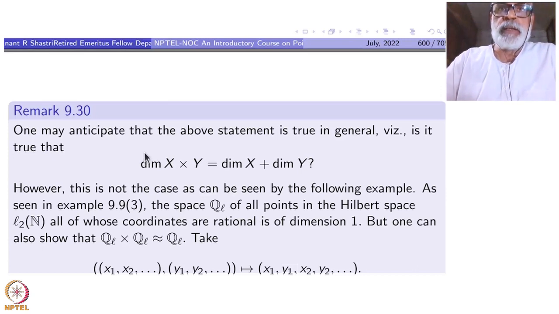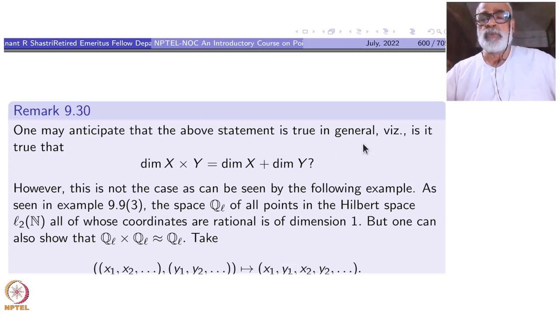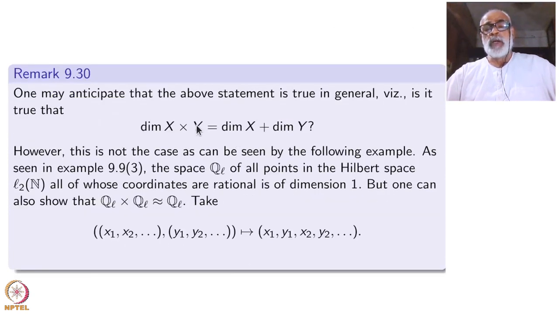One may anticipate that the above statement is true in general, just like dimension of Rn cross Rm is equal to n plus m. So it would be a nice thing. So you can ask this question: is dimension of x cross y equal to dimension of x plus dimension of y in general? This is not the case as soon as you have huge spaces. The meaning of huge is not with respect to dimension here, unfortunately. You don't have to go to infinite dimension. If infinite dimension, equality holds automatically. So that is not the case.